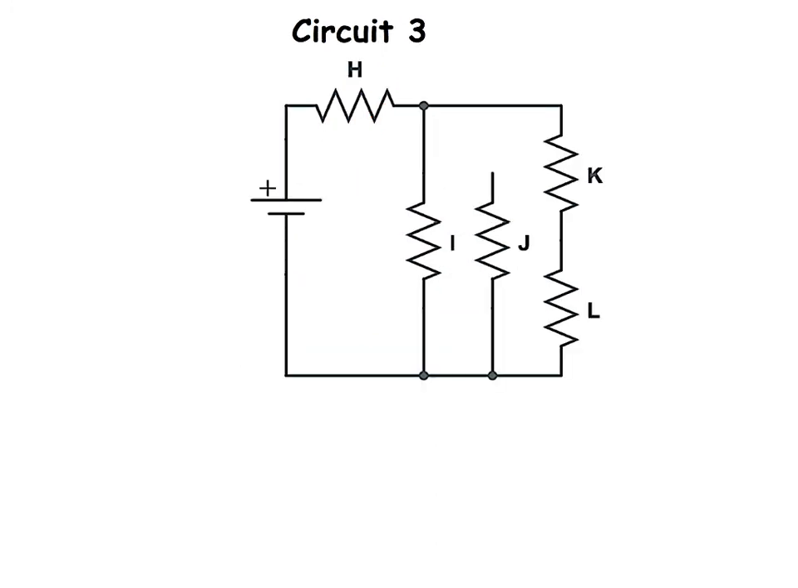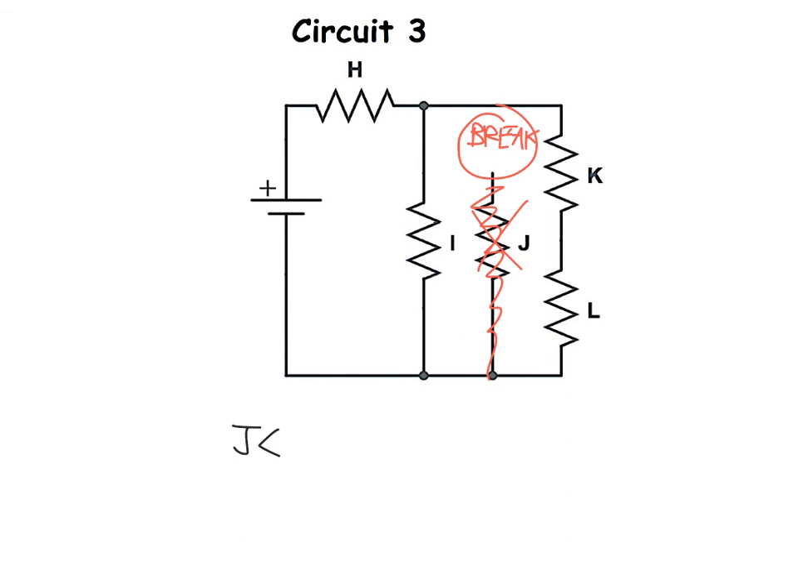Moving on to circuit 3 here, I'm going to start by looking at this part right here. That right there is a break right before resistor J, which means that we basically have taken resistor J out of the mix. So J must have the smallest amount of voltage because no current will flow through it. There will be 0 voltage across it.